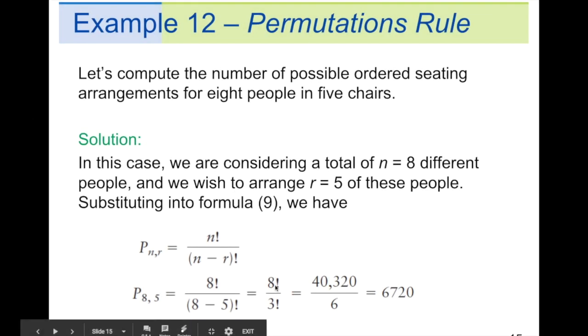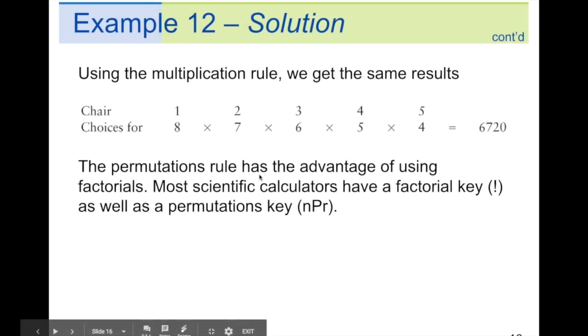Notice, essentially what we did is we had 8 factorial divided by 3 factorial. So we would have had 8 times 7 times 6 times 5 times 4 times 3 times 2 times 1 divided by 3 times 2 times 1. So we took those last 3 spots away. The 3, the 2, and the 1 canceled out to leave just 8 times 7 times 6 times 5 times 4. That's a good way to do it if you don't have a calculator.